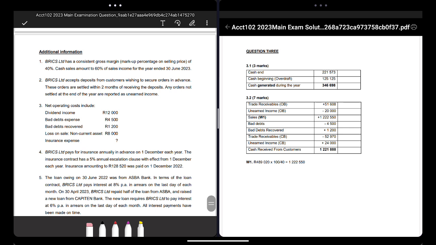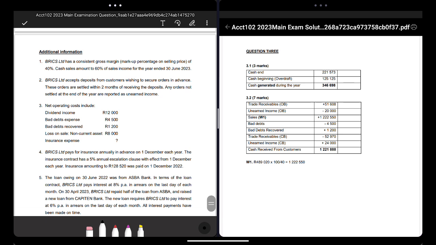So whenever you see bad debts, just put the minus and whatever the amount they give, minus 4,500. The next thing you want to do is check your bad debts recovered. That's a positive figure, as you can see, because that means you got that sales now. So cash came in now. The person who was owing you money, who you thought was bad debts, came into the business and gave you money. So basically everything now you just add and you get this figure here. That's your cash received from customers, right?